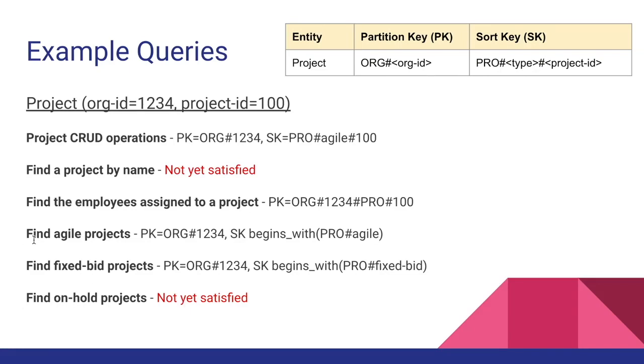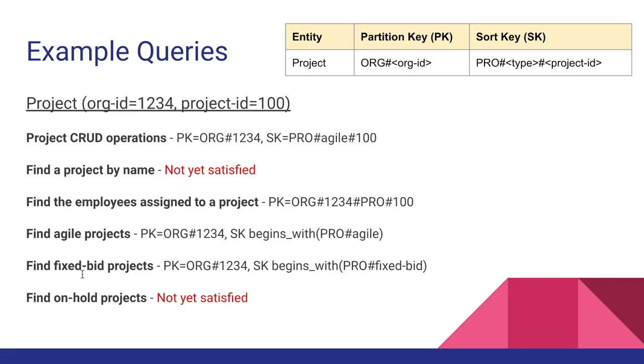Let's take a couple of other examples. Now look at this. Find agile projects. So here we are expecting a set of projects to be returned. The primary key is org#1234, and then we are using again the begins with operator: sort key begins with PRO#agile. So we are giving values only for the first part of this pattern, PRO#, then the type is agile. We are not specifying the project ID, so we use the begins with operator and it will return all the items that belong to the 1234 organization and the sort key begins with PRO#agile.